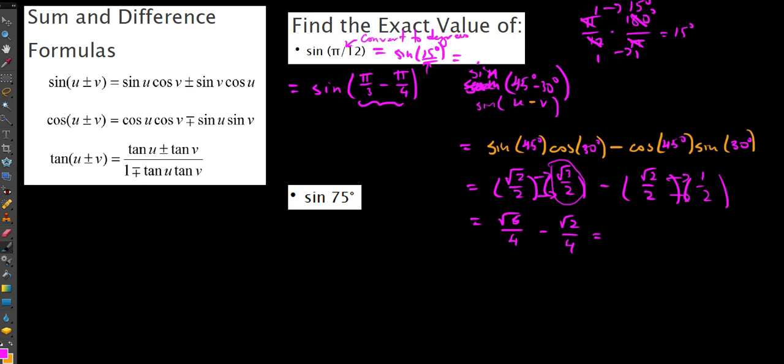And we're going to go ahead and combine this over a common denominator of 4. We get root 6 minus root 2 over 4. And I actually want to put a box around this, and we'll put in real big letters here. This is the exact value.